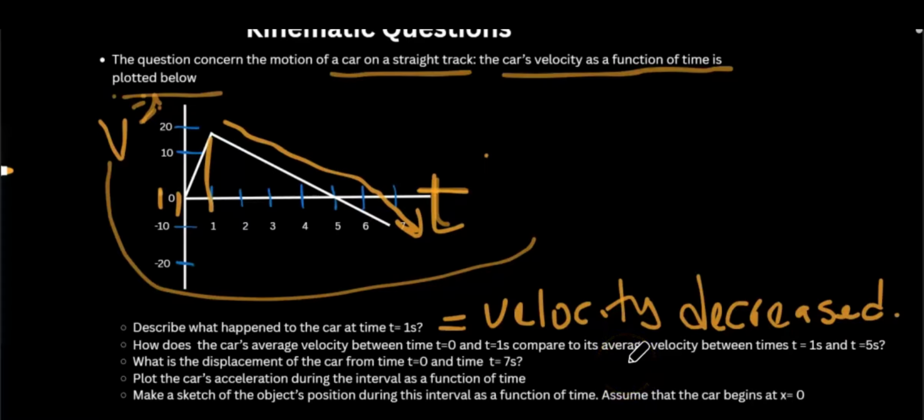Now the next question says, how does the car's average velocity between t equals 0, this part, and t equals 1 second, this part, compare to its average velocity between t equals 1 second and t equals 5 seconds? So when t was from 0 to 1 second, you see the velocity was accelerating. But from 1 second to 5 seconds, the velocity was decelerating.